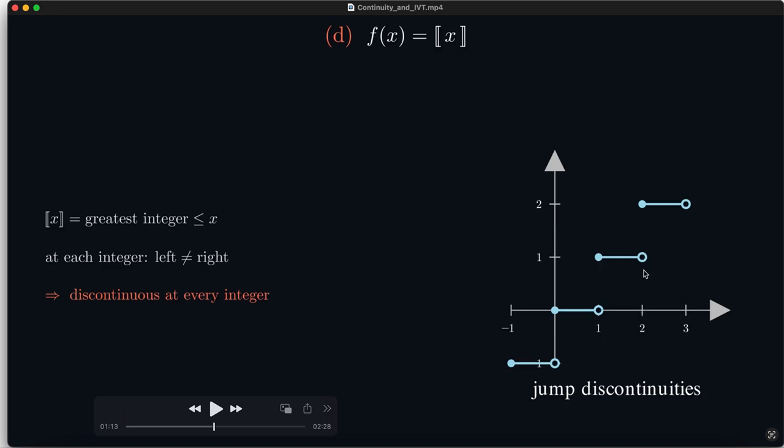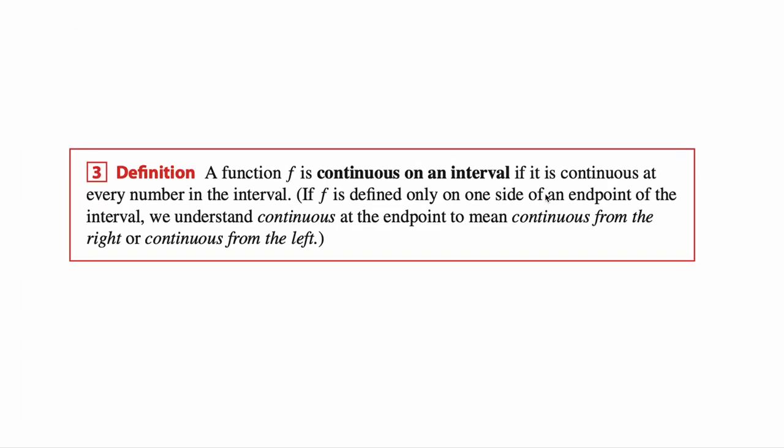Same thing here at 2. The f of 2 is 2. The limit from the right is also 2. So the limit from the right equals the function, so the function is continuous from the right side. But it's not continuous from the left side, because if I take the limit from the left, the limit is 1, but the function jumps. So the limit from the left does not equal the function, therefore it's not continuous from the left. And then a function is continuous on an entire interval if it's continuous everywhere in that interval, including at the endpoints from the left and from the right.